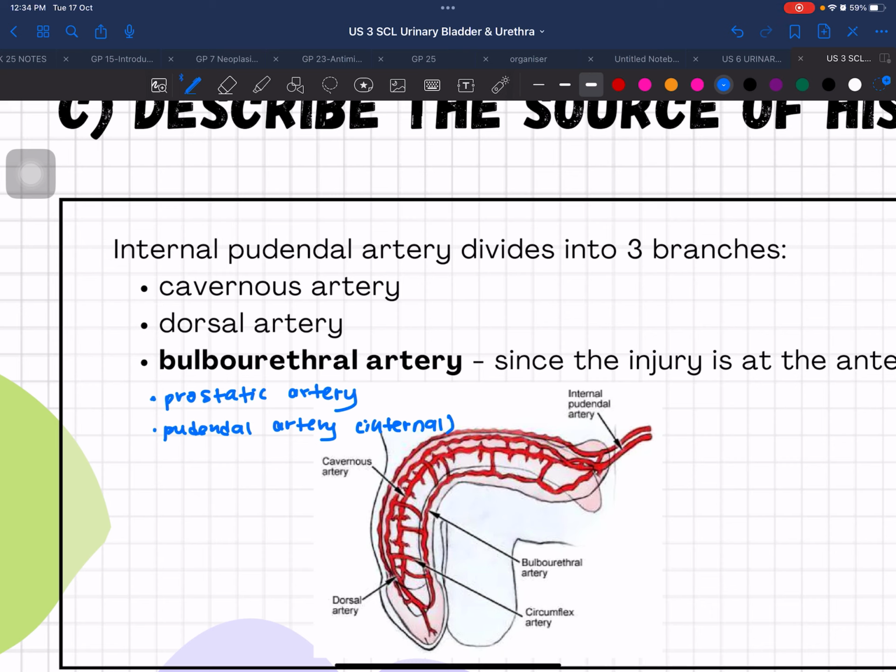Localized bleeding. What do you mean by localized bleeding? It means the bleeding is at the region of the trauma and hasn't gone into any other regions. It hasn't spread. The bleeding is contained due to the presence of the fascia. What fascia? Buck's fascia. Because the Buck's fascia is still intact, the blood will be contained in that space. That's localized.